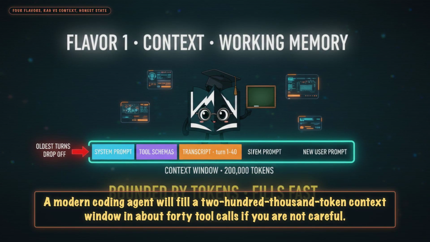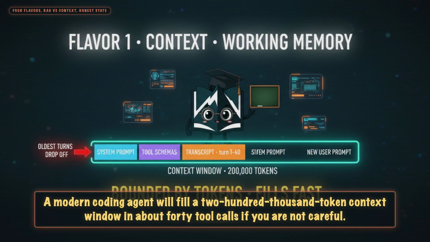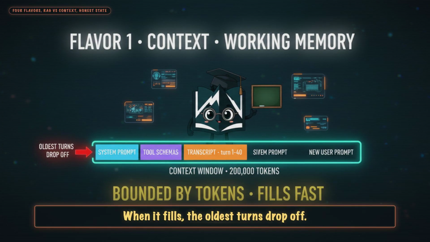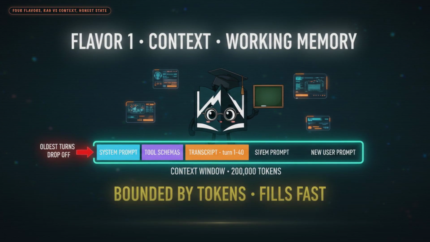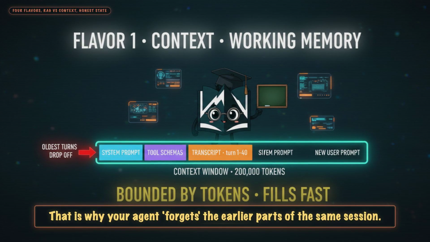A modern coding agent will fill a 200,000 token context window in about 40 tool calls if you are not careful. When it fills, the oldest turns drop off. That is why your agent forgets the earlier parts of the same session.